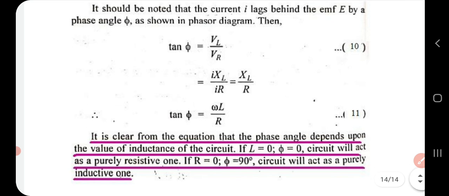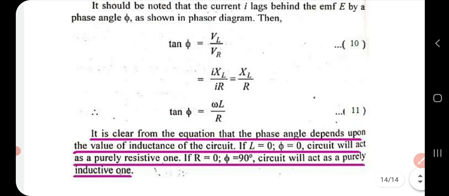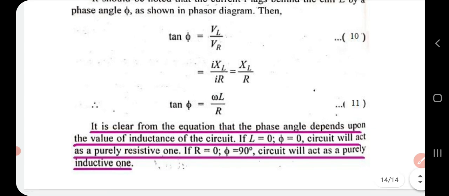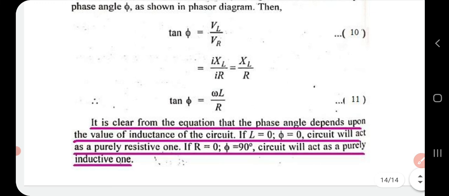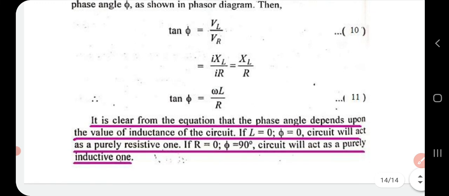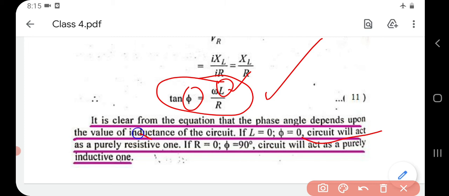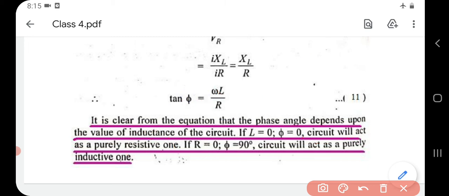It should be noted that the current I lags behind EMF by a phase angle phi, and that phase angle is given by tan phi equals VL by VR. We know VL is equal to I XL and VR is I R. I and I get cancelled, so tan phi will be XL by R. Again XL is equal to omega L and R is kept as such, so tan phi is equal to omega L by R. From this equation it is clear that the phase angle depends upon the value of inductance of the circuit. Now if L is 0, then phi will be 0, and the circuit will act as a pure resistive circuit. On the other hand, if R is 0, then phi will be 90 degrees and the circuit will act as a purely inductive one.